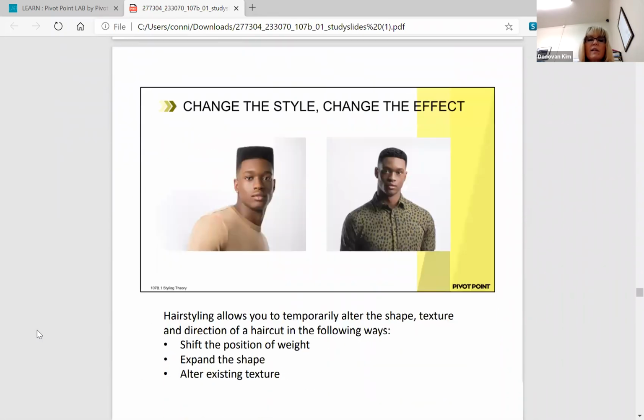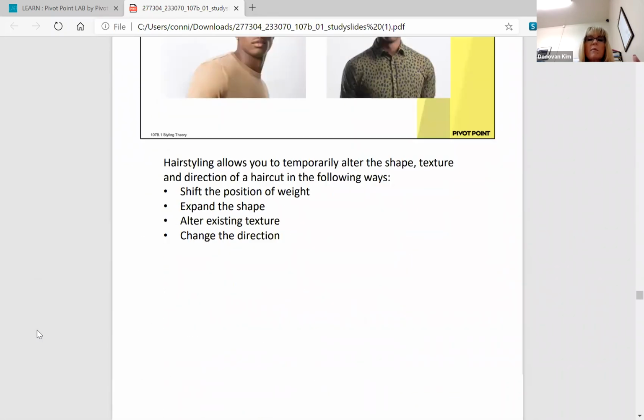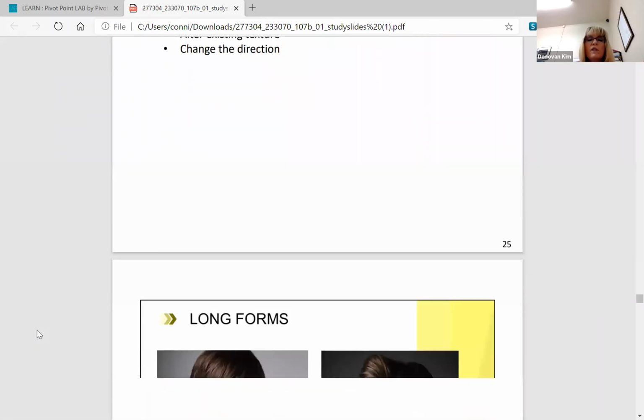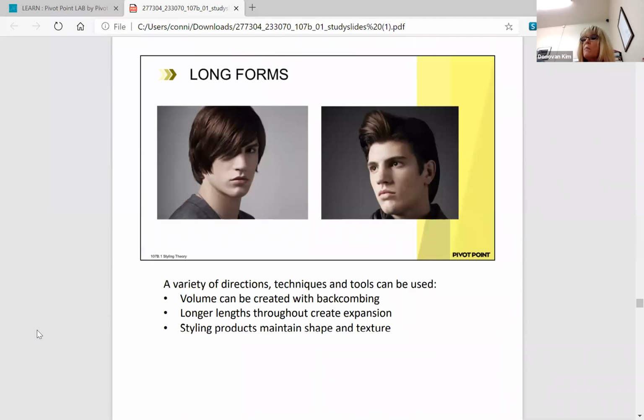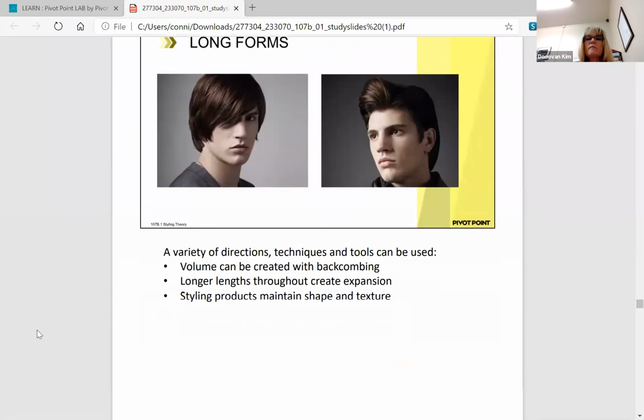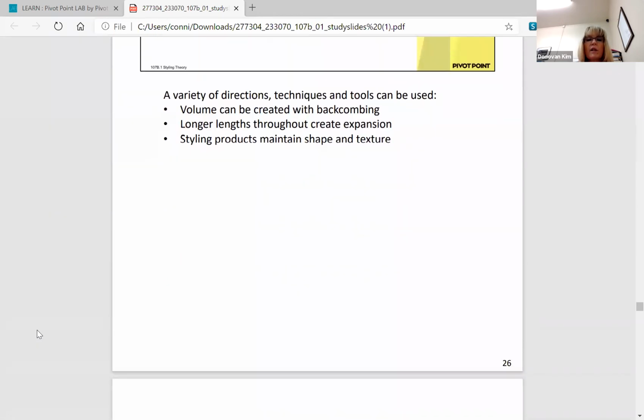Okay, so we changed the style, we changed the effect, which we just talked about earlier, because we shift the weight, we shift the expansion, we shift different ones, and it really makes a difference. So in long hair, here's an example of change the style, change the effect. The hair down, the hair back. Looks totally different to me. I didn't even think that was the same guy, but I guess it really is. So it gives them more of a casual look to more of a styled look here.